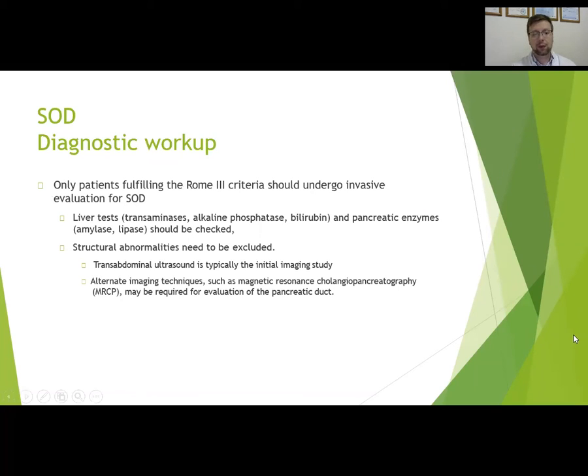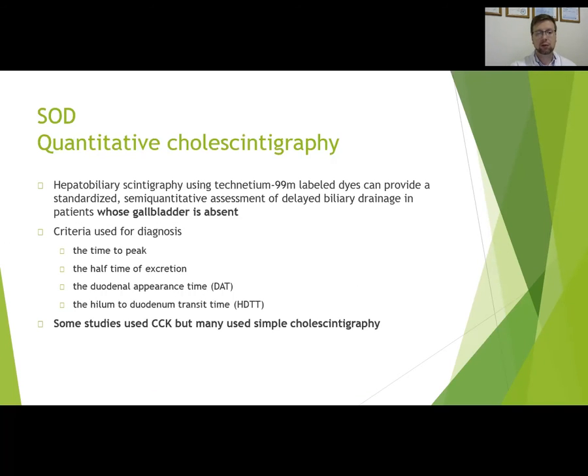Diagnostic workup. Only patients fulfilling the Rome 3 criteria, you will read about them in books, should undergo invasive evaluation for SOD. Liver tests like transaminases, alkaline phosphatase, bilirubin, and pancreatic enzymes like amylase and lipase should be checked. Structural abnormalities need to be excluded by means of transabdominal ultrasound.